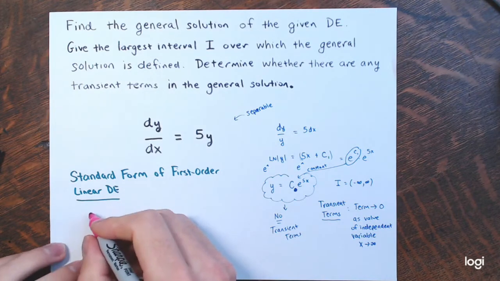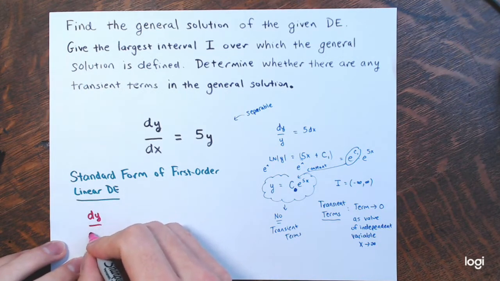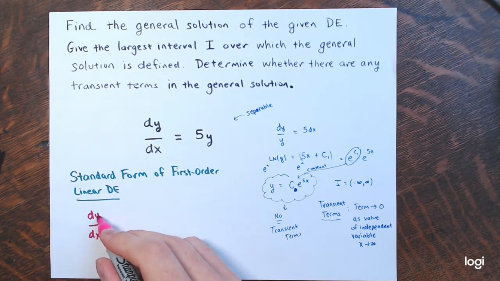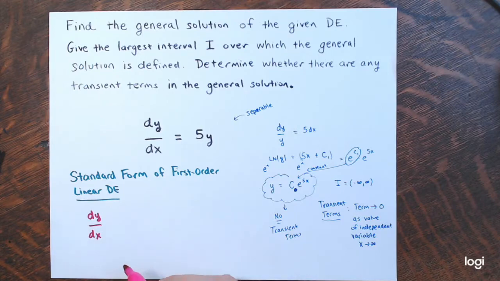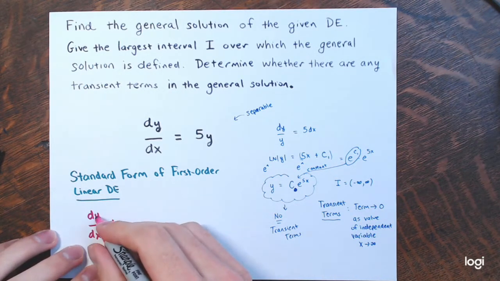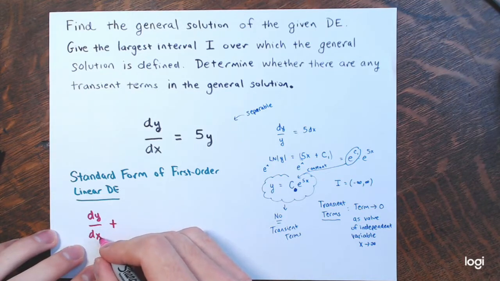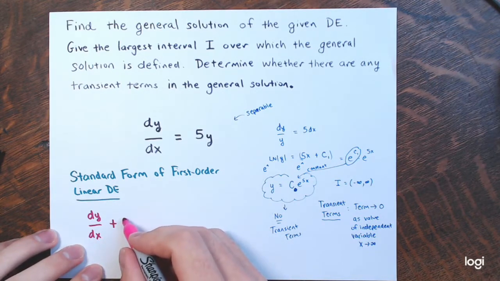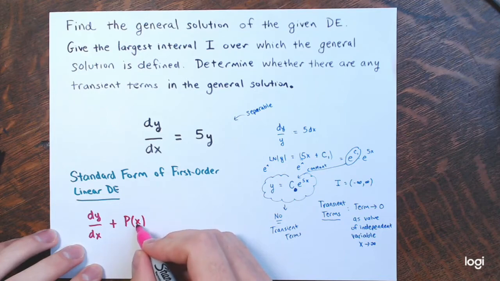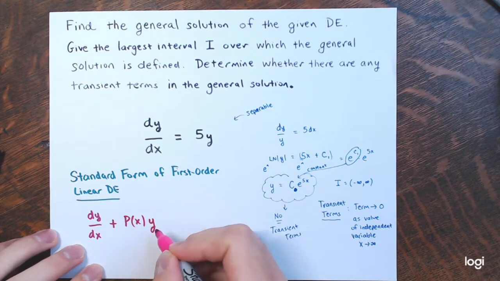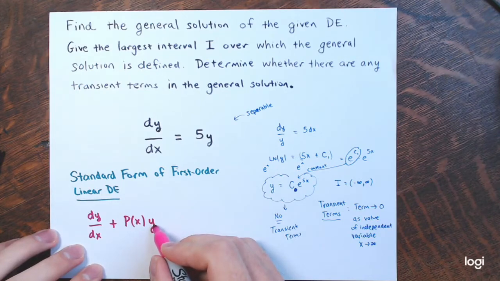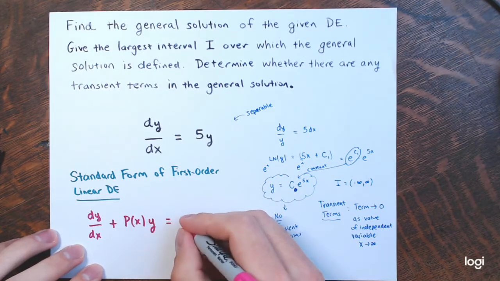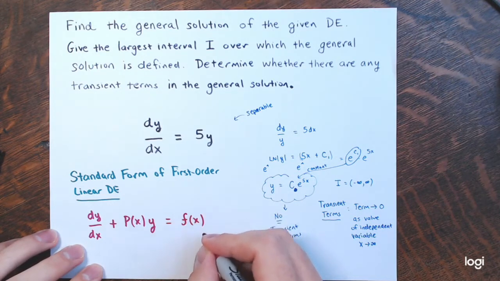You have dy over dx, or dx over dy, or dr over d theta, dt over ds. Just pay attention to what's being treated as the dependent variable and what's being treated as the independent variable. So I have the first derivative of the dependent variable with respect to the independent variable, in this case y and x, plus some function of the independent variable, p of x, multiplied by the dependent variable y. So the zeroth derivative of the dependent variable, and then equal to some other function of the independent variable x on the other side.